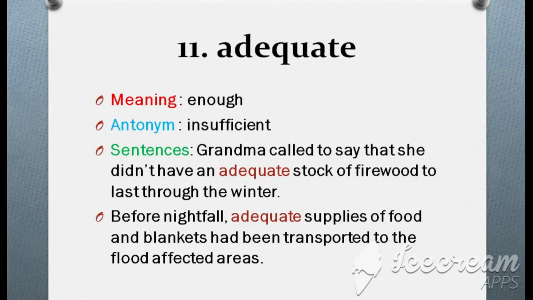Word number 11, adequate. It means enough and the opposite is insufficient. Sentence number 1 with the word adequate. Grandma called to say that she didn't have an adequate stock of firewood to last through the winter. Sentence number 2. Before nightfall, adequate supplies of food and blankets had been transported to the flood-affected areas.